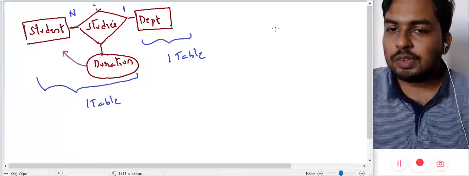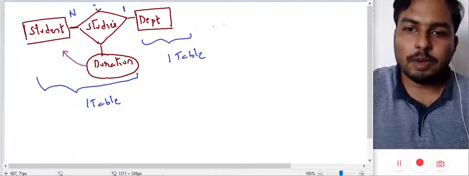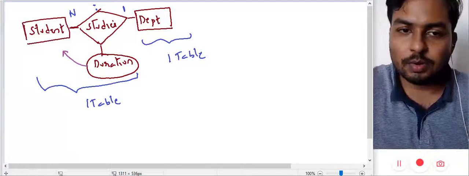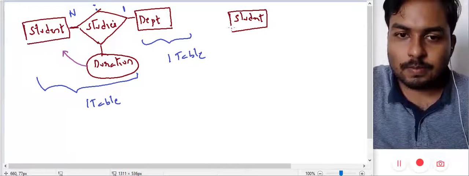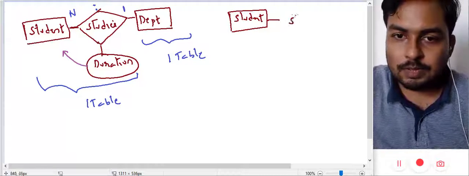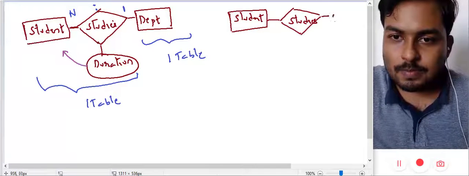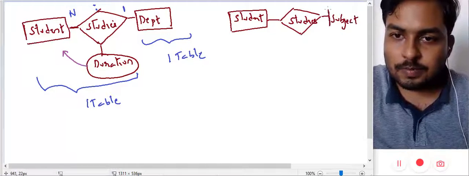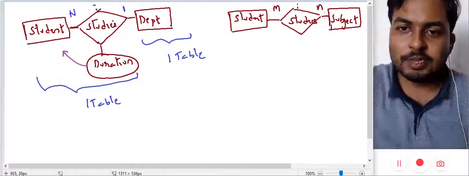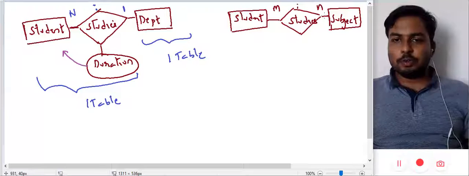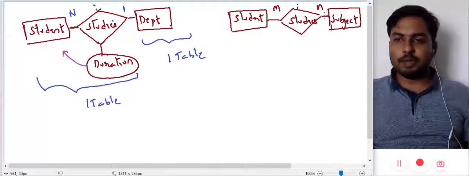Now, we discussed one-to-one, then many-to-one, then many-to-many. So let's go in that order. Student studies subject. This is many-to-many. One student can study many subjects, zero or more, and a subject can be studied by many students. So it's a many-to-many.